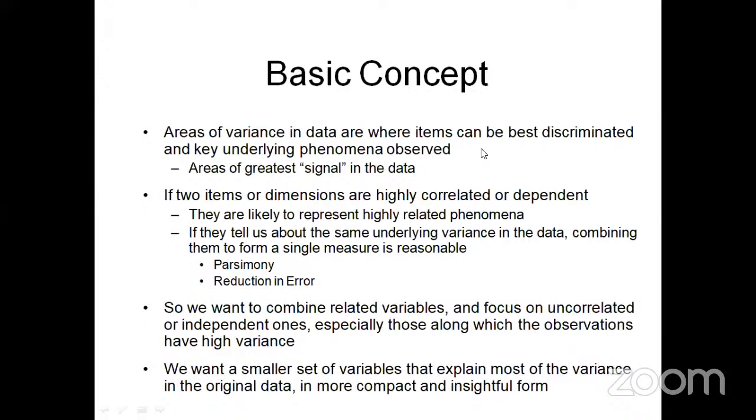So if you want to combine related variables and focus on uncorrelated or independent ones, especially those along which the observations have high variance, we want a smaller set of variables. From the main data set, we will take the smaller set of variables that explains most of the variance in the original data in a compact and insightful manner.